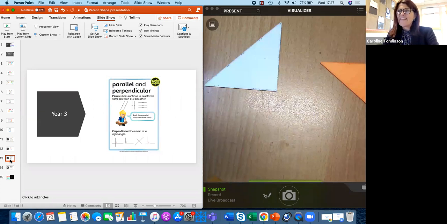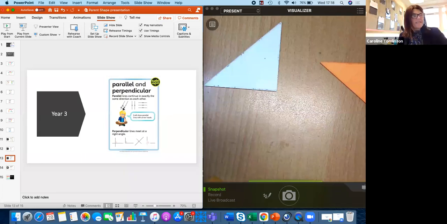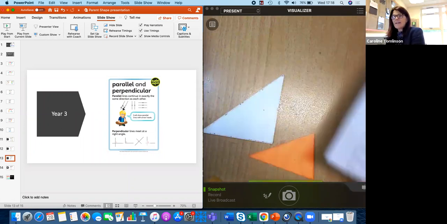Parallel and perpendicular, they sound like incredibly grand words for year 3, but notice parallel we would just describe as a train track. The tracks are going in the same direction and they're moving at the same rate. One of the misconceptions that children might have about parallel is if the lines aren't the same length, they might not necessarily assume that they're parallel.